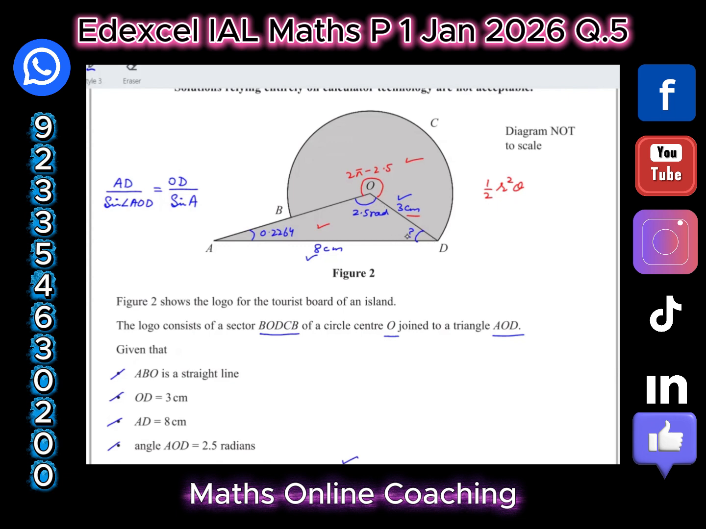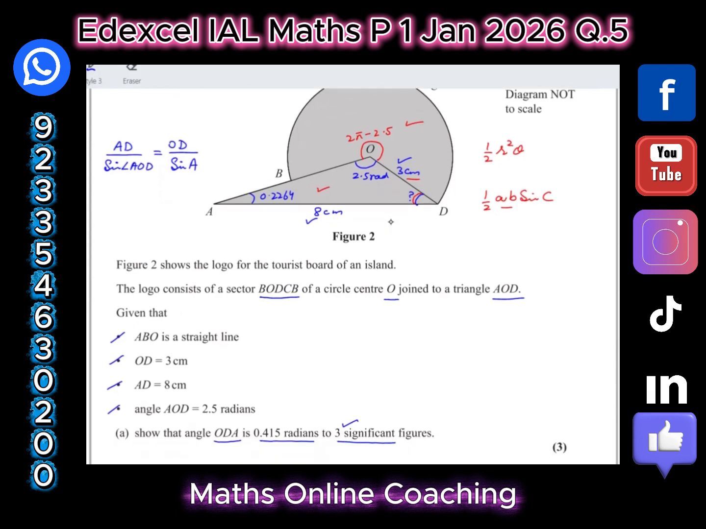The area of the triangle can be calculated by the formula 1 by 2 ab sine C, where C is the included angle, the angle between a and b. So we have to take the two sides and the included angle to get the area of the triangle. Here two sides, 3 centimeters and 8 centimeters, are given, and the included angle is the angle we calculated in part A, and its value is 0.415.